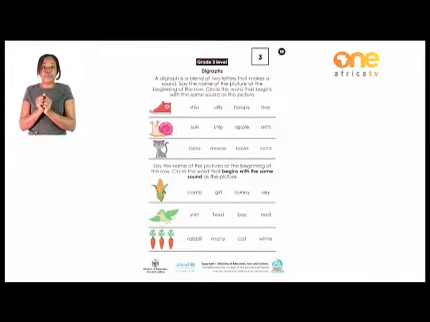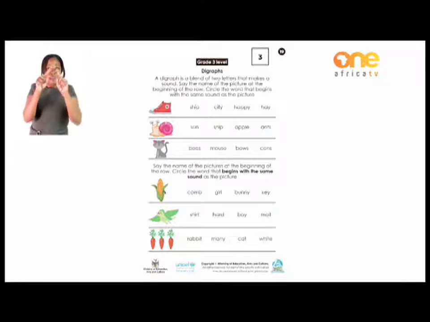Okay, we are going to look at digraphs on page 19. Okay, so what are we going to do here? What are digraphs? A digraph is a blend of two letters that makes a sound. If two letters come together and make one sound, that is a digraph. So now we have the digraphs here, but to get the sound and the correct answer, we have to check the picture which is given to us. Then we will know what sound is represented by the picture.